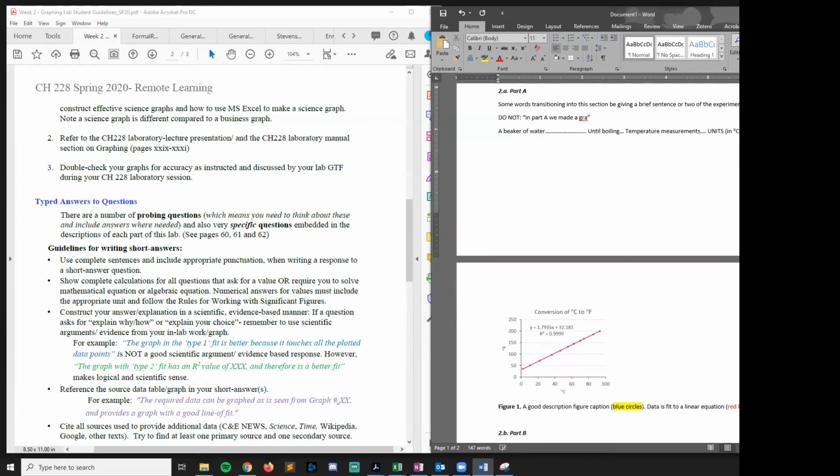Now, one other thing I want you to do in here is, after you describe how the data was collected, i.e., ice was added and temperature measurements collected, and so on, right? After you say that, at the end of that sentence, I want you to then put figure 1. This is another really important thing that I want to emphasize.